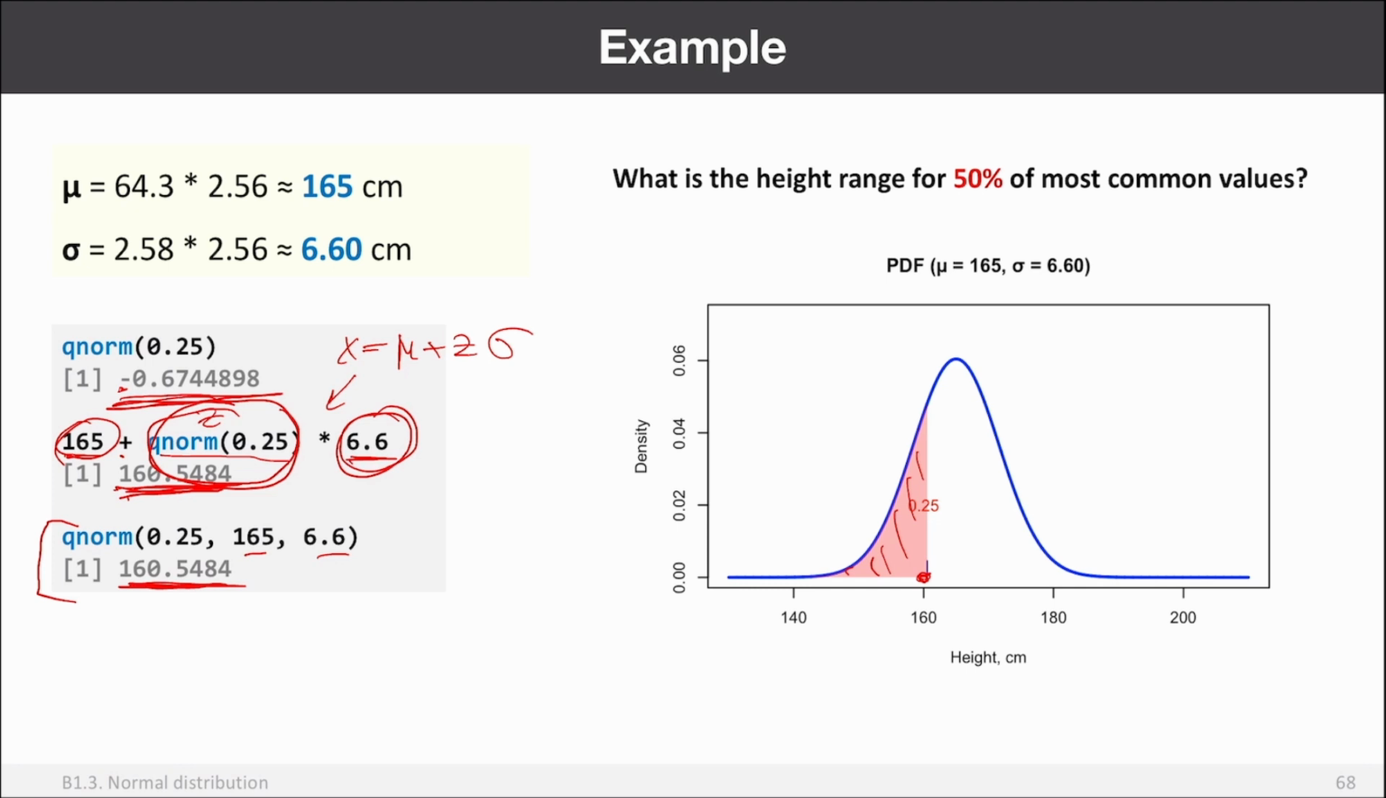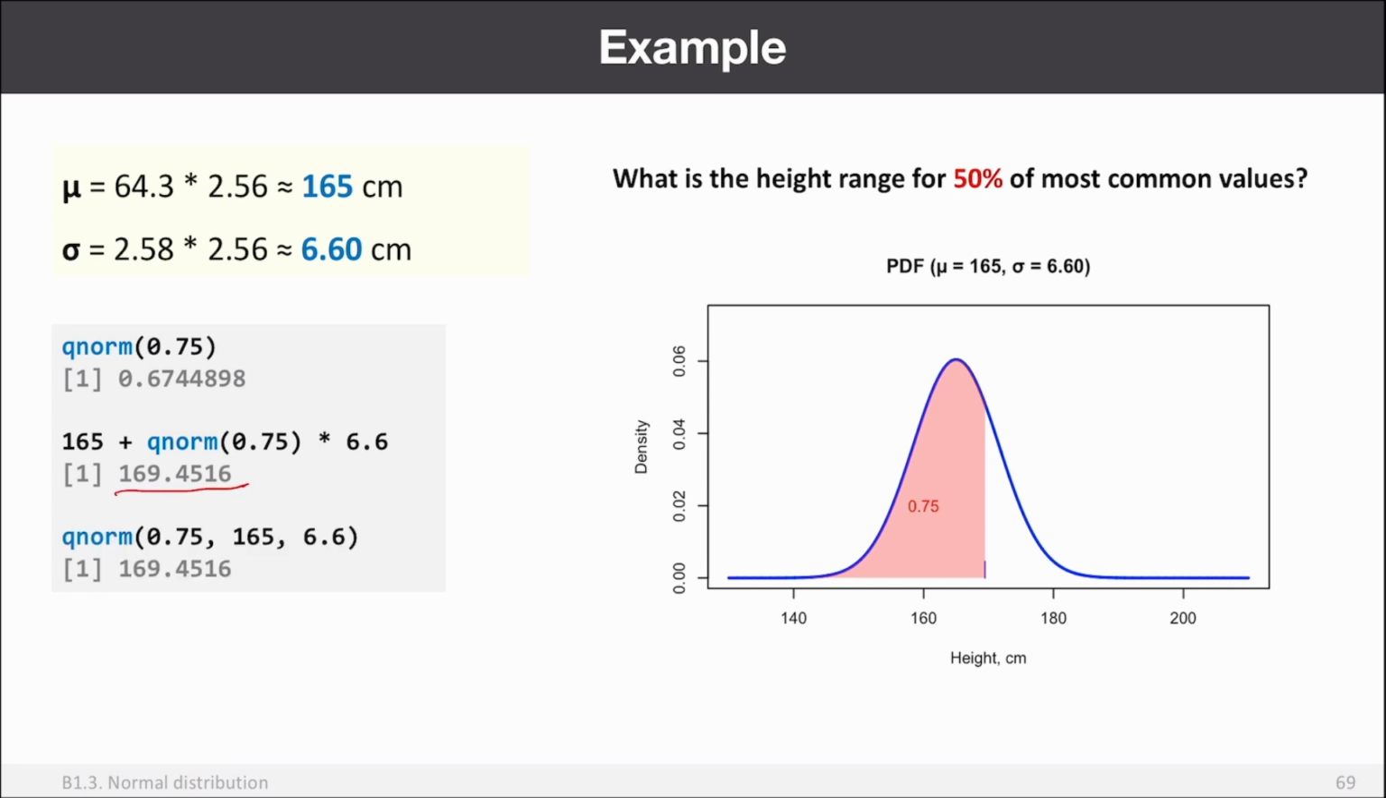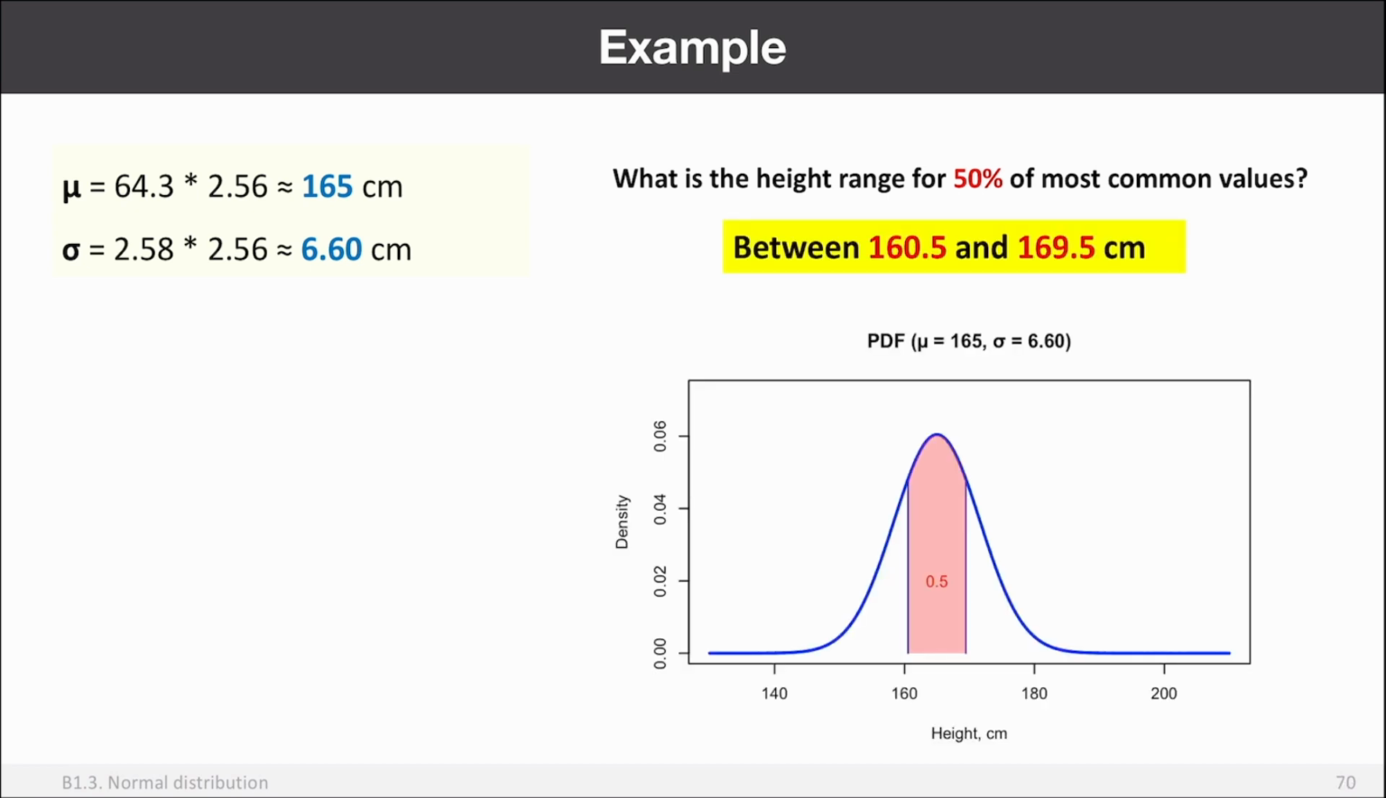So this 160.55 is the left boundary. It's Q1. Now for Q3, I need to find the 75th percentile. So I just do the same, but I set the probability to 0.75. Again, I can use it for the standardized normal distribution and then calculate the real quantile manually, right? Or I can simply provide these two parameters to the Q norm function, and you can see the result is identical. Now I can answer the question.